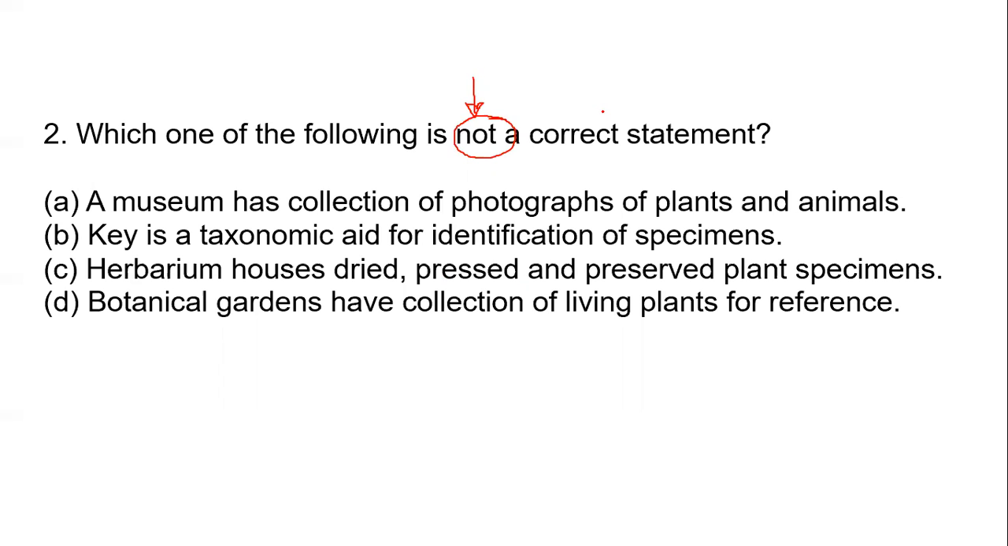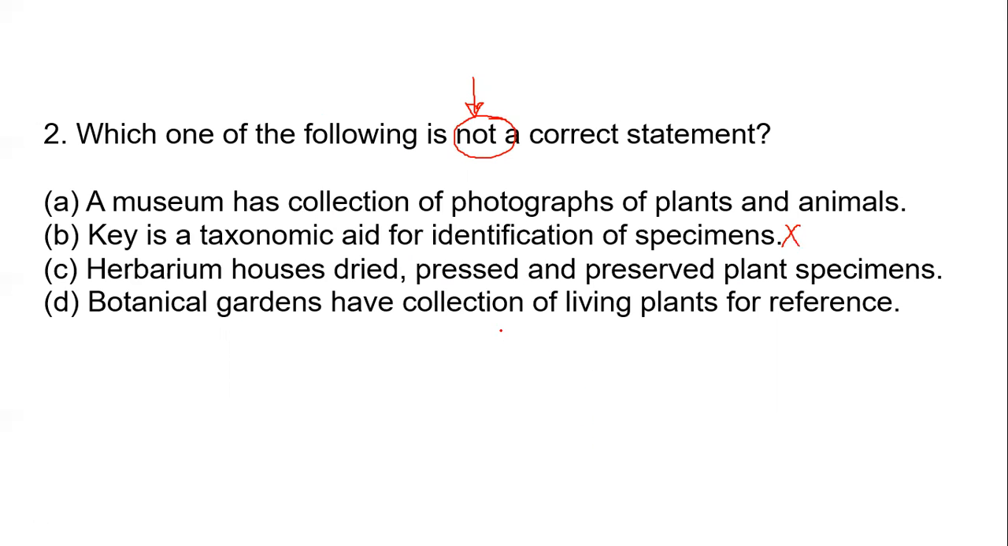By seeing the word not, most of you will be going with the negative option itself. But actually, they'll be using 2 negative words in the same question to make that statement a positive, right? So at that point of time, read the question, understand its meaning, and then choose the option. Okay. A museum has a collection of photographs of plants and animals. Option number 1: Key is a taxonomic aid for the identification of specimens. No, right? That is a correct statement. So that cannot be the answer for this question.